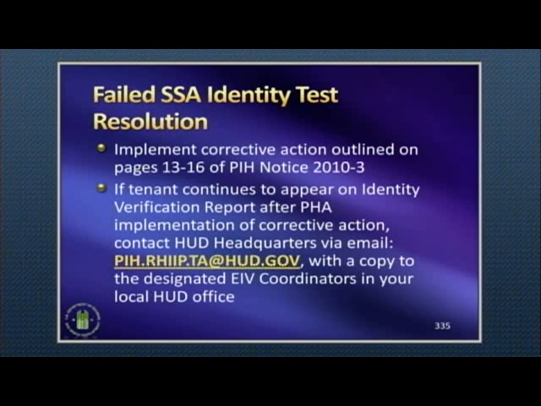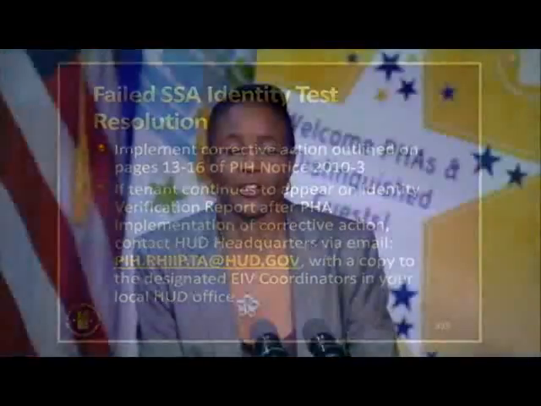And then we've talked about this, basically implementing the various corrective actions that are outlined in the PIH Notice 2010-3. Page 12 of the notice is the introduction to the table of corrective action, which is listed on pages 13 through 16. And if you have a tenant that continues to appear on the identity verification report after either implementing corrective action, or you have documentation from the local SSA office that the information is correct, we ask you to contact me here in HUD headquarters via email with a copy to your designated EIV coordinator, and then I'll reach out to you to determine if there's some intervention on my part in getting some additional documentation, and then us working with SSA to resolve that issue.